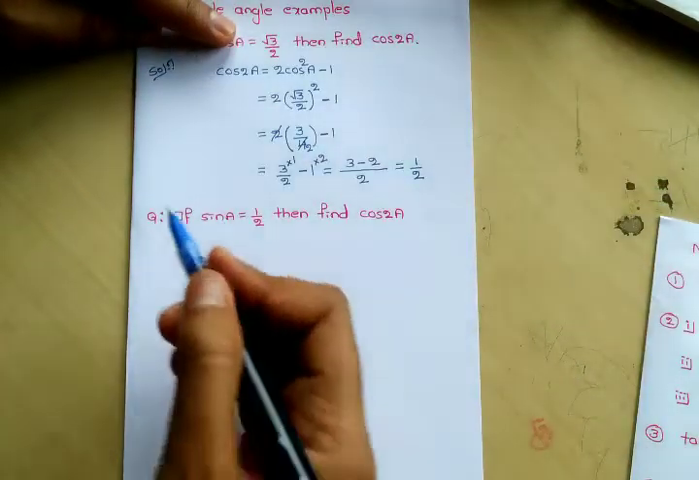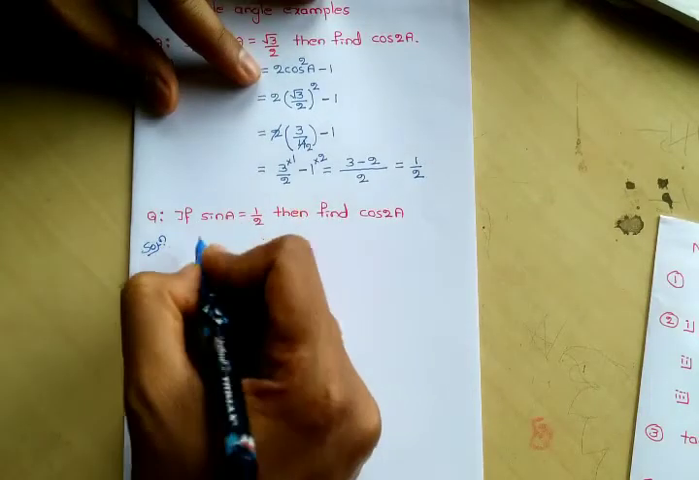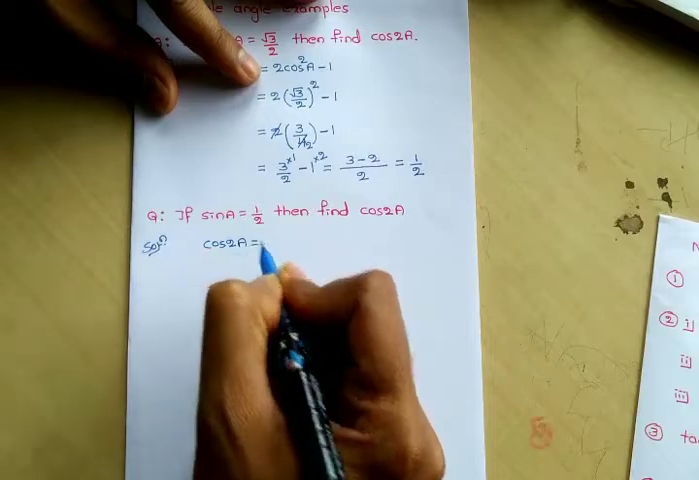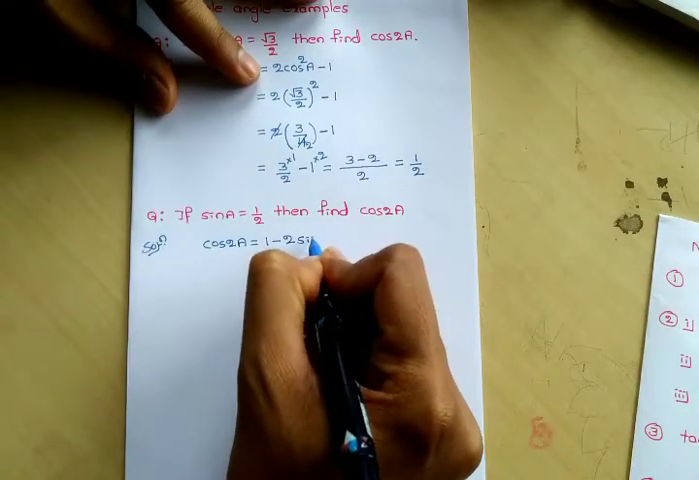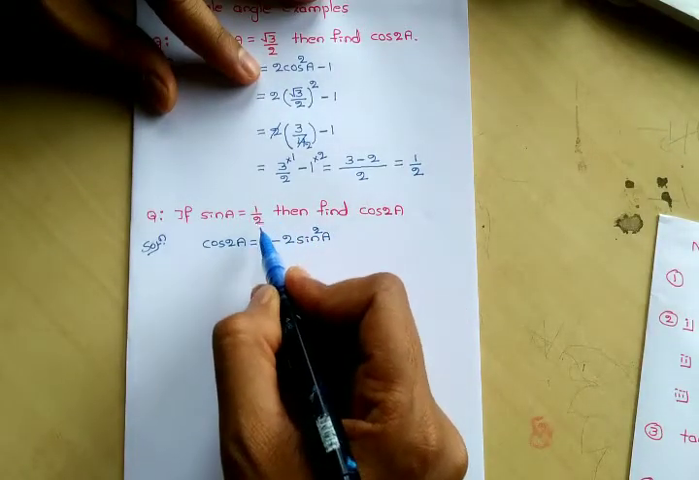So, solution. First write the formula. You know the formula: cos 2a is equal to 1 minus 2 into sin square a. Next, substitute the sin a value.